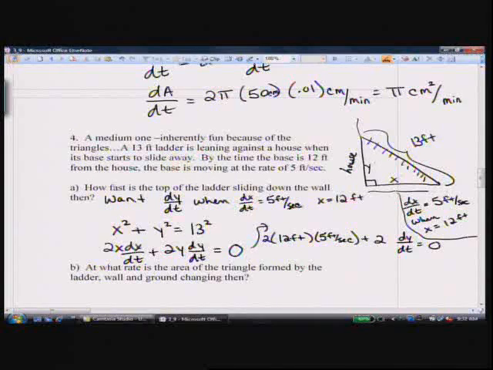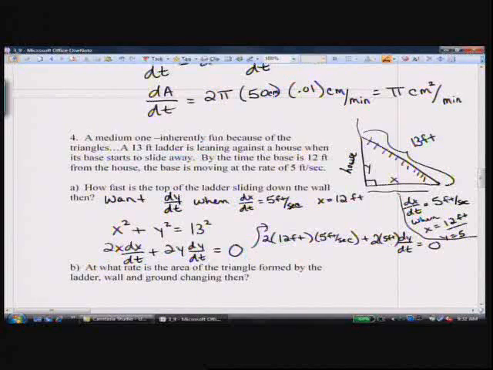5. There it is. Pythagorean theorem, 5, 12, 13. 169 minus 144 is 25. The square root of 25 is 5. So at the instant that x is 12, y will equal 5. Because we are now looking at the instant, we're going to put that 5 there. Does everybody see where I got that 5 from? Just using the Pythagorean theorem.